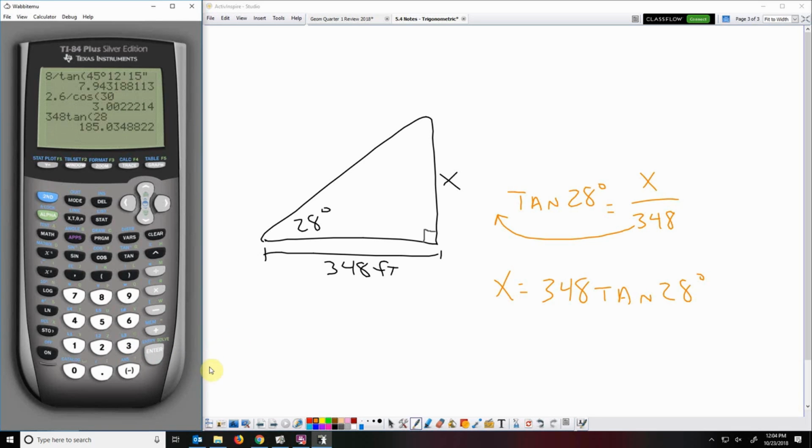And I get 185.03. So rounded to the nearest tenth, like the rest of them, would be x equals 185.0. And this one does have units of feet, so 185.0 feet.